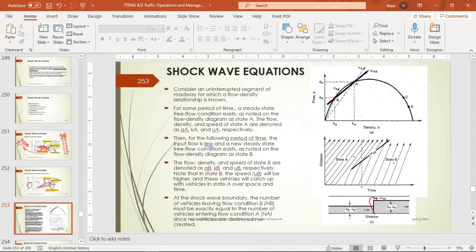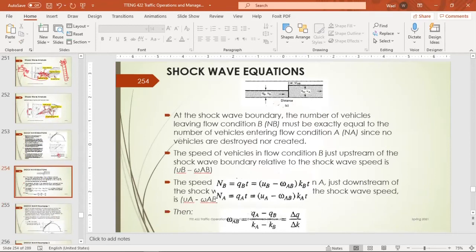So there is going to be a wave, and it is going to be progressing this way. How can we tell that? Basically, the speed of this wave can be determined using these equations. Basically, omega AB equals the change in the flow divided by the change of the density. As you can see, the flow and density here are different from the flow and density over here. Okay? That's how we calculate the speed of this wave. If it's negative, that means it's backward. If it's positive, that means it's forward. Clear?